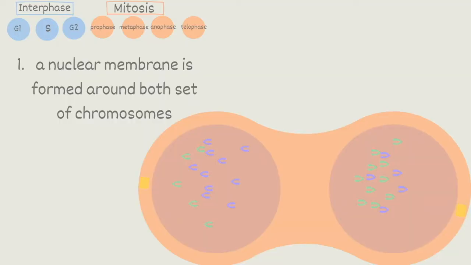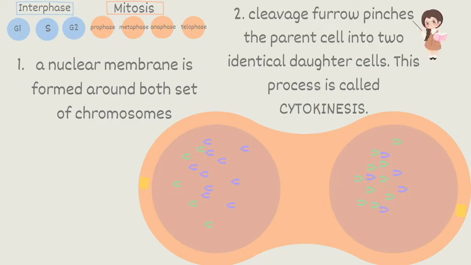So, for example, the centrosomes have no place in the nucleus. They shouldn't be there. So after releasing the chromosomes, it leaves the nucleus and goes somewhere out there. Secondly, and this step is really important, a cleavage furrow pinches the parent cell into two identical daughter cells. This process is called cytokinesis. Cleavage furrow and cytokinesis are both very necessary to learn, necessary to identify and understand both terms.